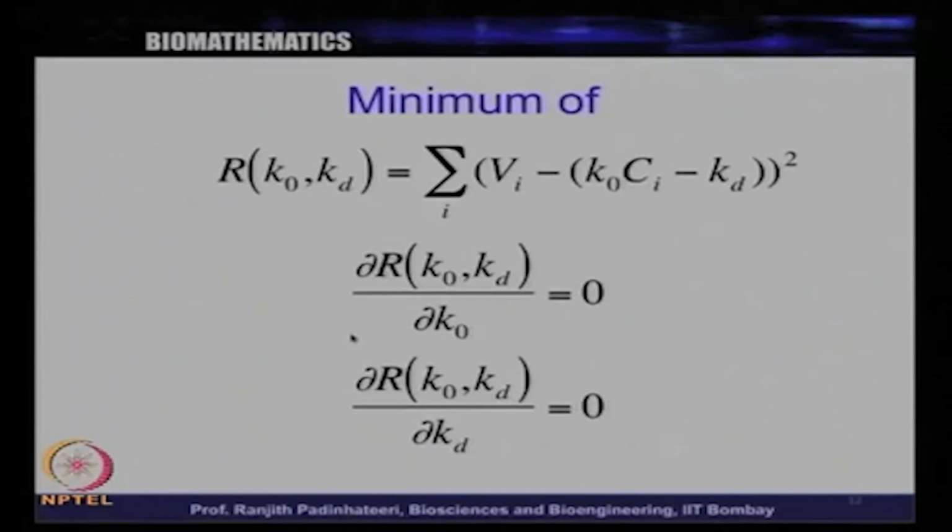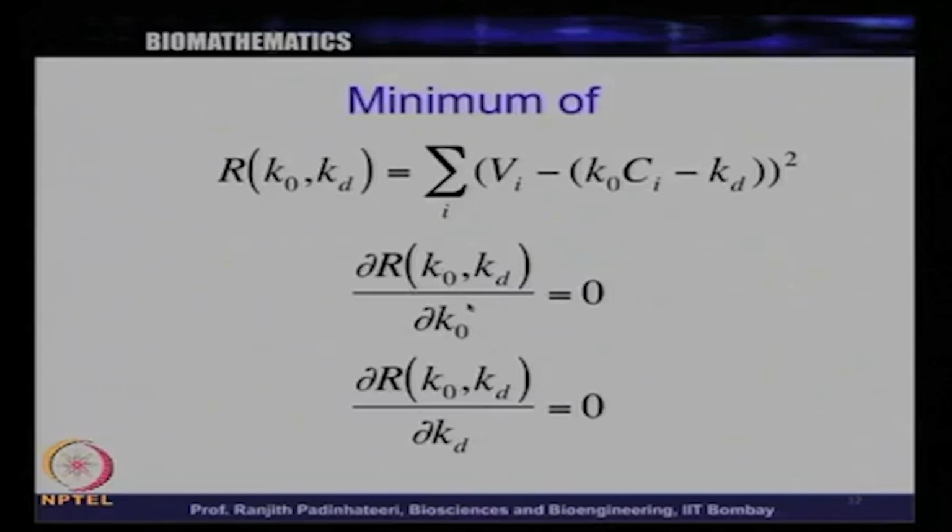So, essentially what we want to do is find certain values of k0 and kd such that del R by del k0 is 0 and del R by del kd is 0. So, this is what essentially we want. We want certain values of k0 and kd such that their derivative is zero. So, how do we do that? How do we calculate the derivative of this?